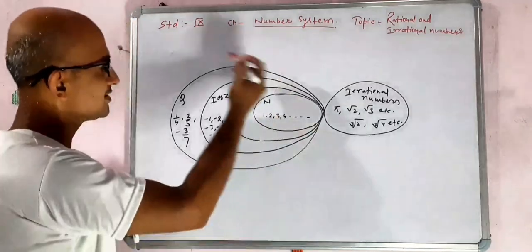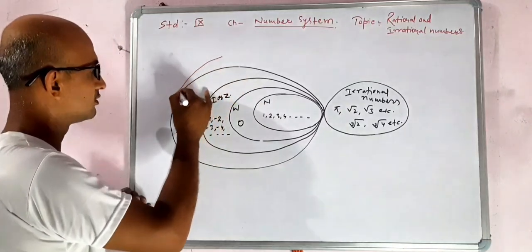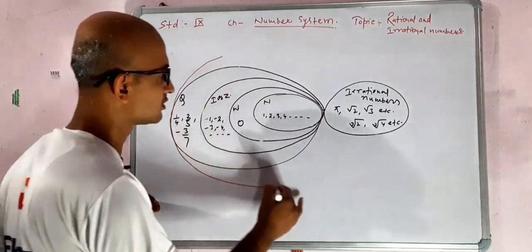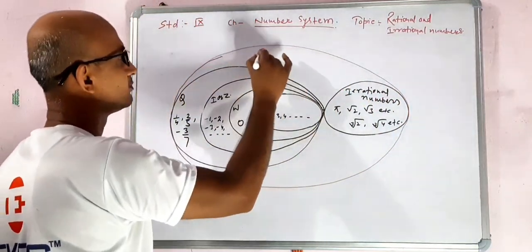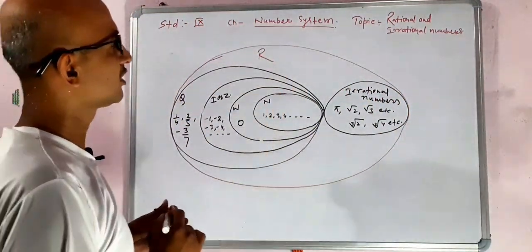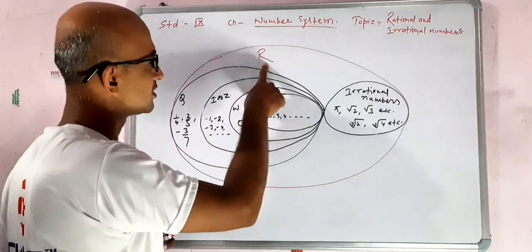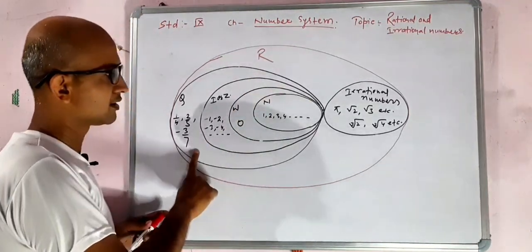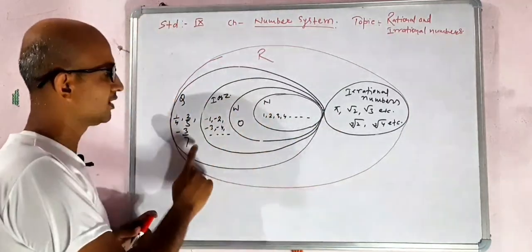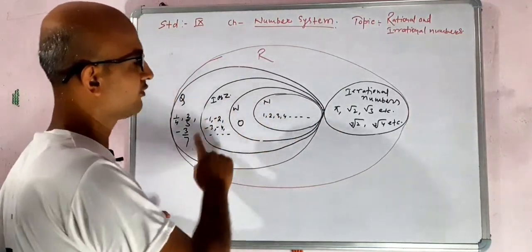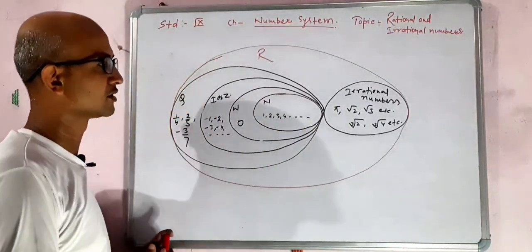And these numbers together are called real numbers. Real numbers are represented by the letter R. That is, real numbers are rational numbers and also irrational numbers. Means real numbers are a set of rational numbers and irrational numbers.